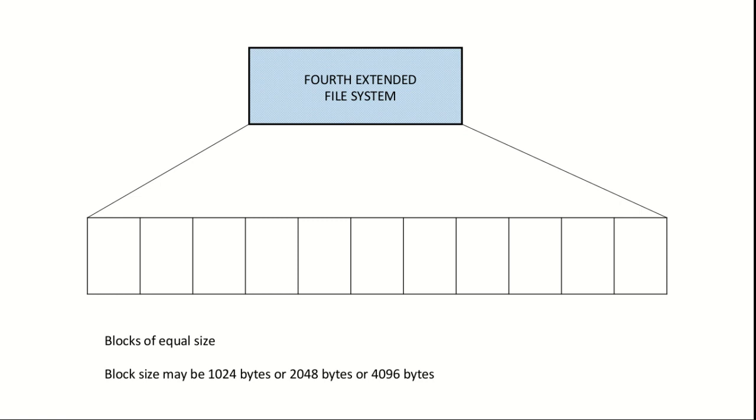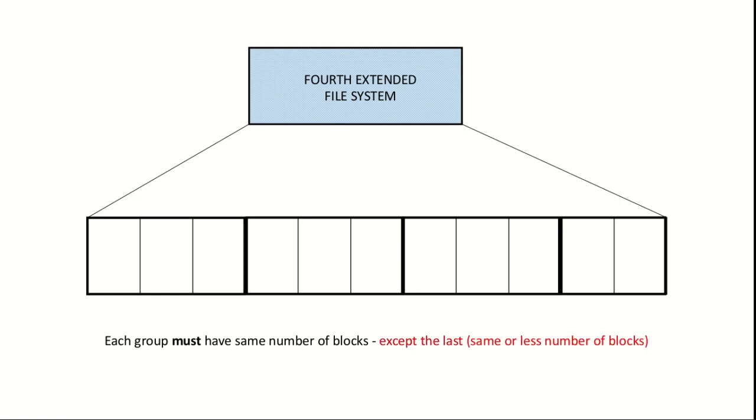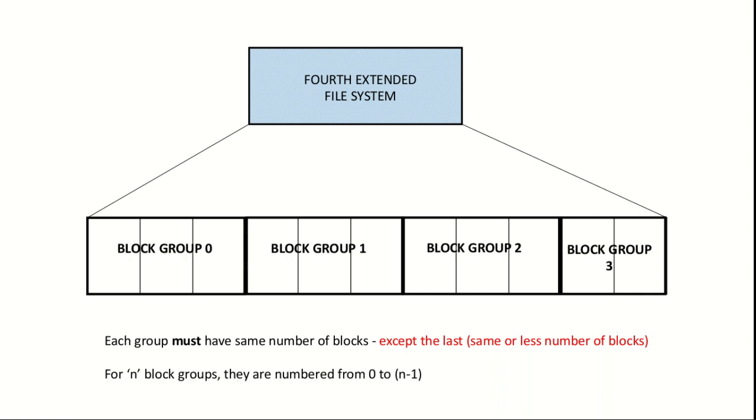To make it easier to refer to each block, consecutive blocks are grouped together. It is imperative that each group has the same number of blocks. This rule is relaxed for the last group as it has only the remaining blocks that have not already been grouped. Here you can see that the first group has 3 blocks, 1, 2, 3. The second and third groups also have 3 blocks each. The last group has only 2 blocks which are remaining in the file system. So the last group always has the same number or less number of blocks than the preceding groups.